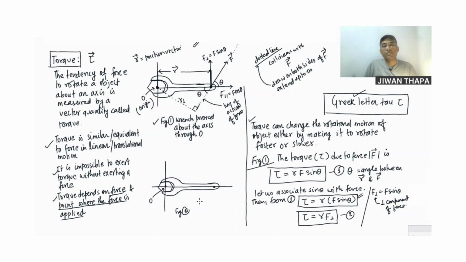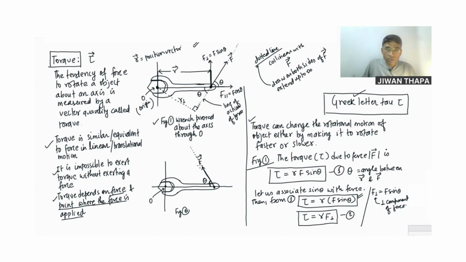Now let us take force acting from this point along this direction, and let this angle be theta. Now let us draw line of action on this side of the force. So as I said earlier, we can draw line of action on both sides of the force, and line of action is collinear with the force, and it extends up to infinity.